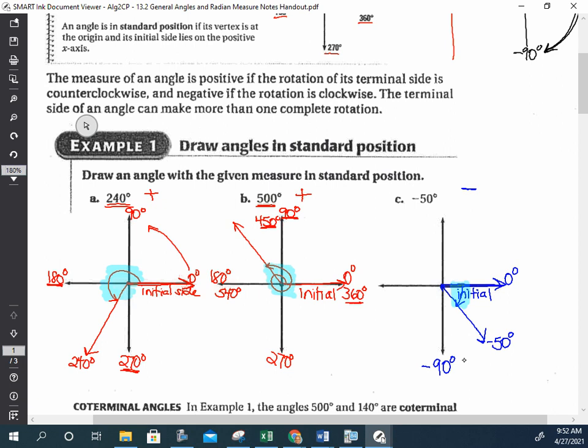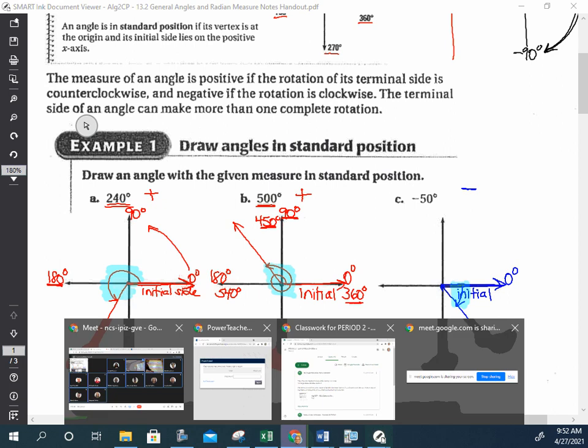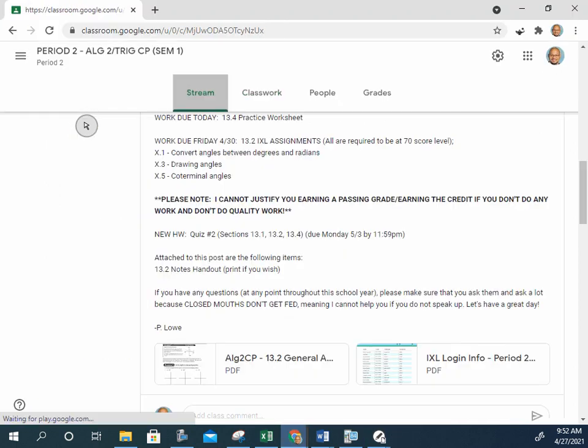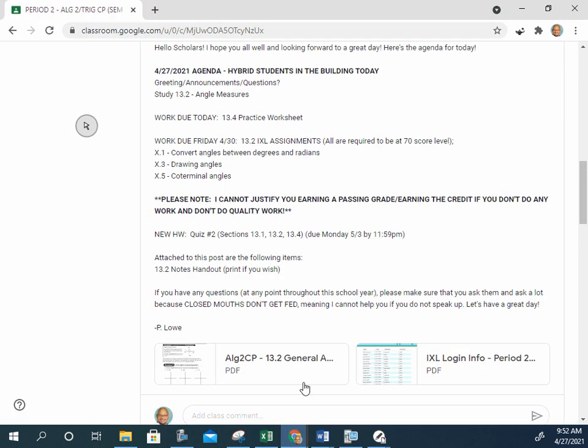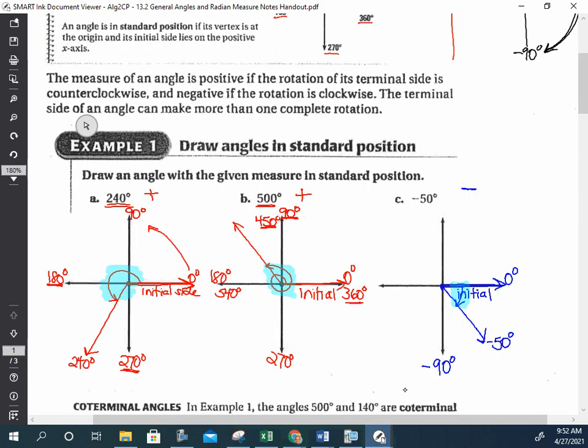Any questions drawing the angles before we continue? Any question on drawing our angles? So if we look at the homework that's due on Friday, this matches up with IXL X3, drawing angles. So it gives you a reference.